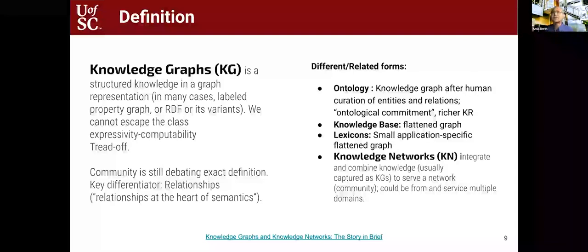Typically it is a knowledge graph, a sort of knowledge representation, but it implies ontological commitment, meaning commitment by the people who use it and by the people who develop it. Typically, it comes in a richer knowledge representation format. There are other forms, such as knowledge-based lexicon and knowledge network, where there is a network of knowledge representation representing knowledge that serves a larger community. It could serve one domain or multiple domains.